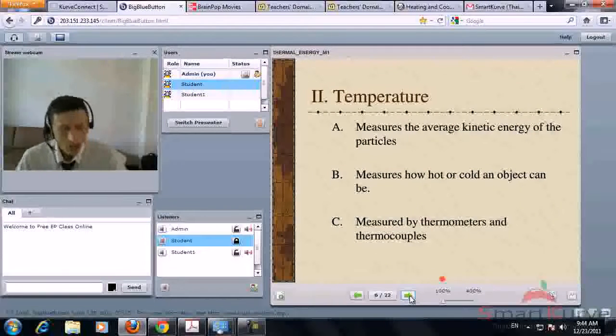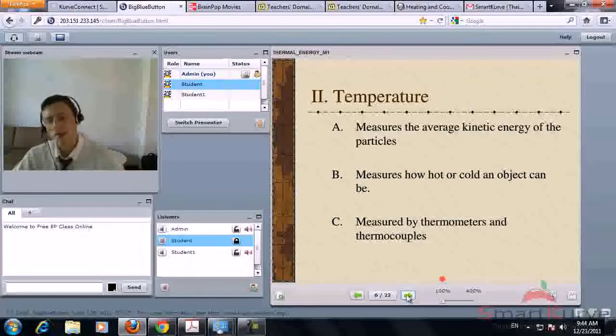Temperature. Temperature measures the average kinetic energy of particles. Okay, let's talk about measurement very briefly. We know that if we want to measure mass, we measure mass with a scale. If we want to measure length, we measure length with a ruler. If we want to measure weight, we use a Newton spring scale. If we want to measure temperature, we use a thermometer.